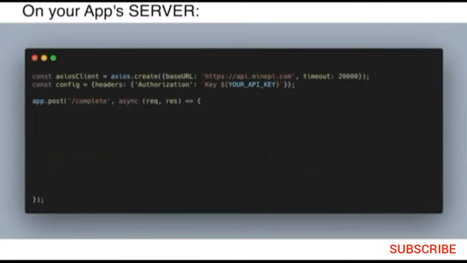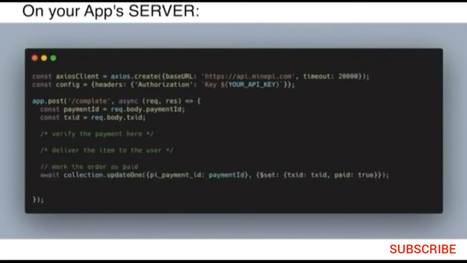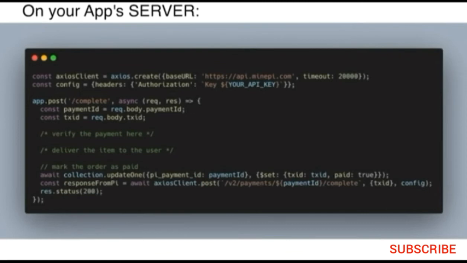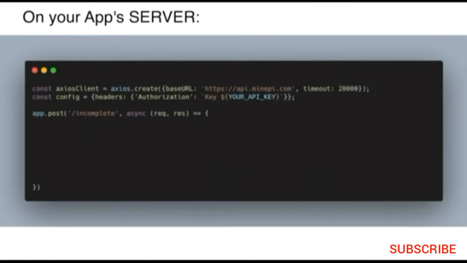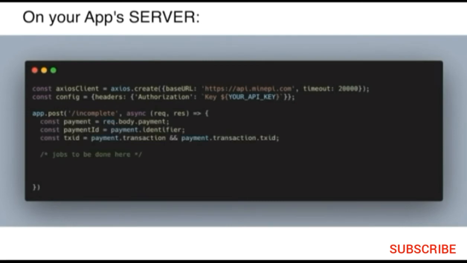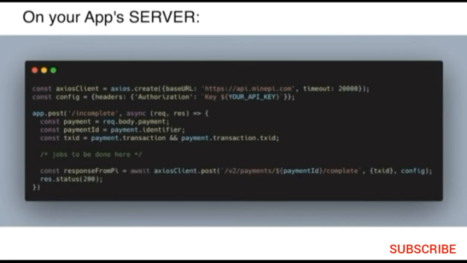The same thing goes for the complete route as well. You can verify the payment if you want, deliver the item to user, mark the order as paid, and complete the payment by hitting complete endpoint. We shouldn't forget the incomplete route. Process the incomplete payment and hit the complete endpoint. Although I'm skipping here, don't forget to handle cancel route as well.